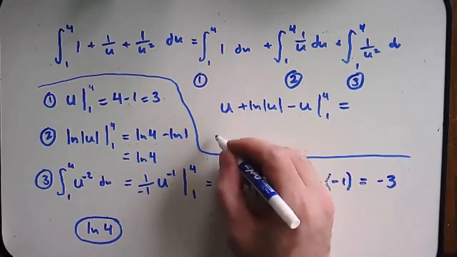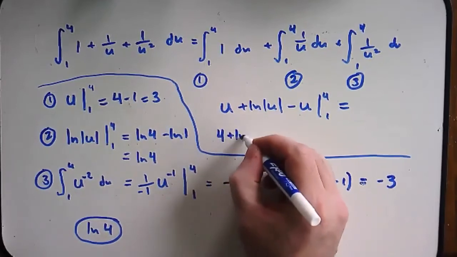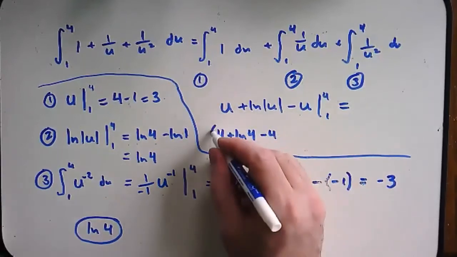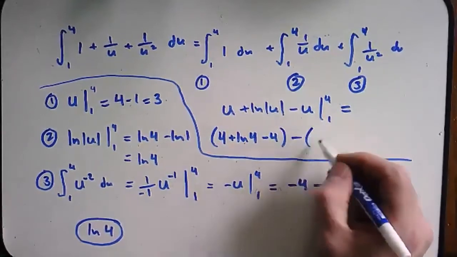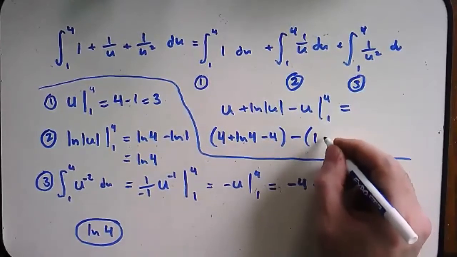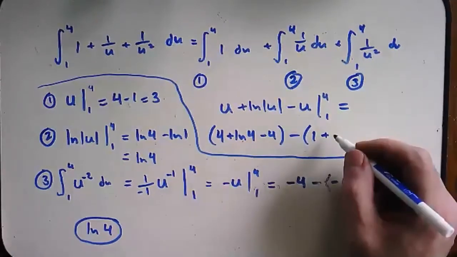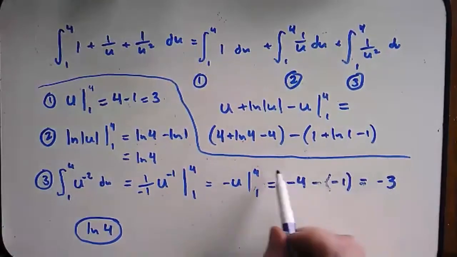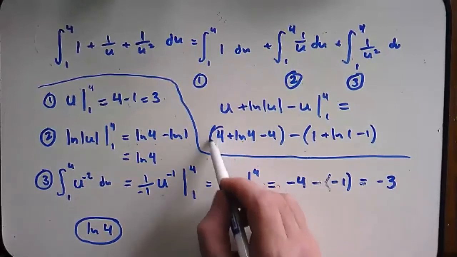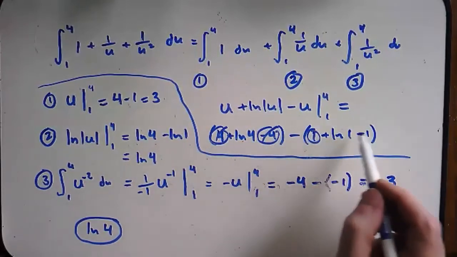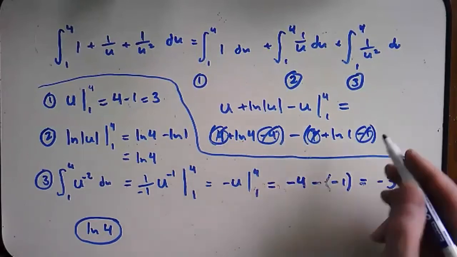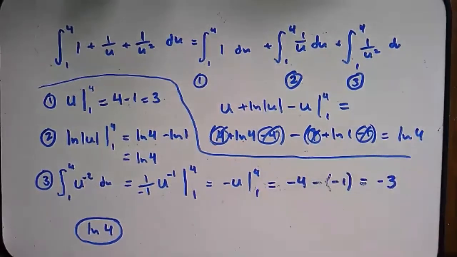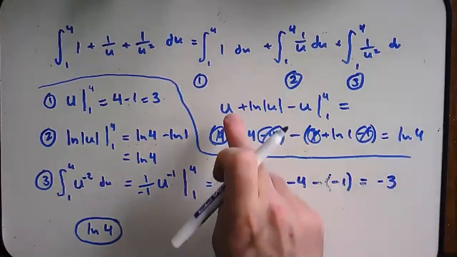So my upper endpoint would be 4 plus ln 4 minus 4. That's my upper endpoint. And for my lower endpoint, plugging in 1, I have 1 plus natural log of 1 minus 1. And let's see, if I do that, I get some nice cancellation, these cancel. I get natural log of 4 minus natural log of 1, and natural log of 1 is just 0. So I get the same answer if I do all my antiderivatives in a single step.